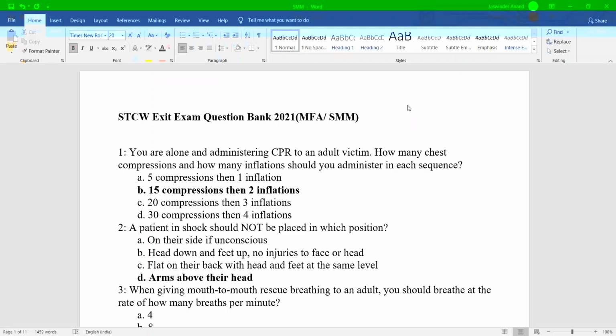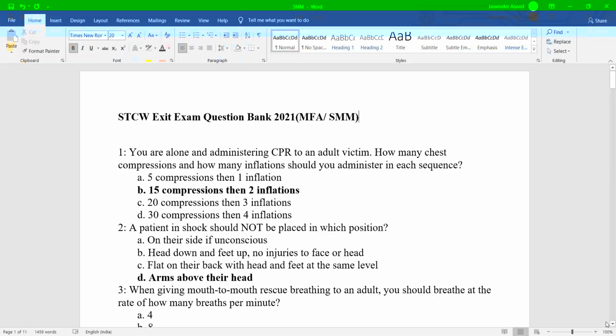Now this course comes after the e-learning and the practicals. E-learning you need to complete at the DG website, and the practicals you need to attend at any MTI of your choice. These questions are included in the medical first aid, shipmasters Medicare, and full course and the refresher as well. So these questions are actually helpful before you go for your exit exam. Okay, let's start with the questions now.